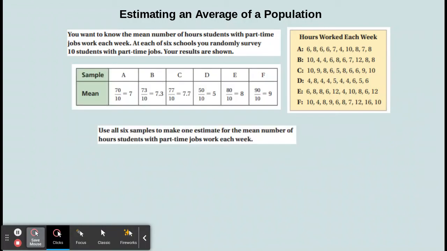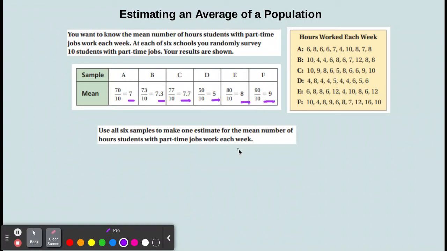Okay, so now we can use all this data. See here is the mean for each of those schools, right? Remember I said 9 minus 5, the largest minus the smallest, gave us the range. Okay, but we want to use all 6 samples to make one estimate for the mean number of hours students with a part-time job work each week.